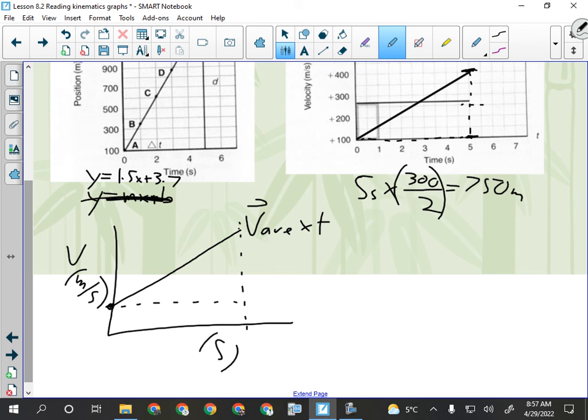Okay, and then if I knew what y was here at the top, I could calculate the area of the triangle, I can calculate the area of the rectangle, and I can add them together. The reason we would want to do that is because this object is accelerating. That means it's going faster and faster. So this rectangle represents how far it would have gone if it didn't accelerate, and then I'll add on how far it went because it accelerated. And now I get its total displacement.